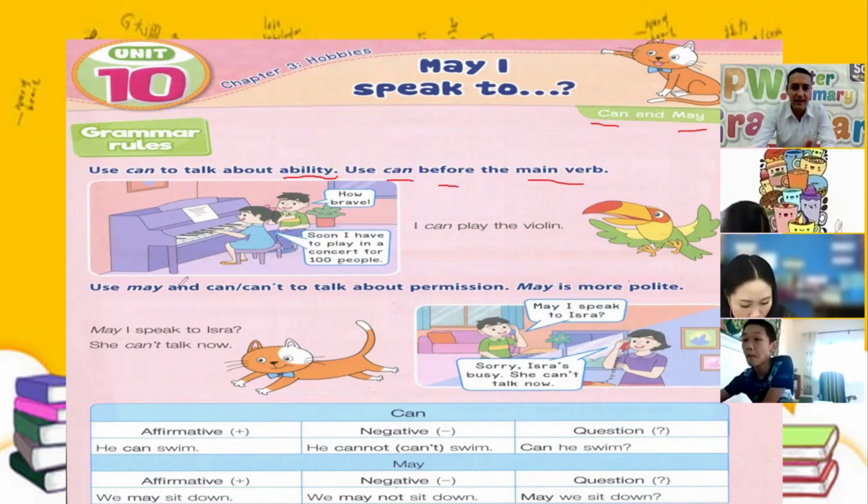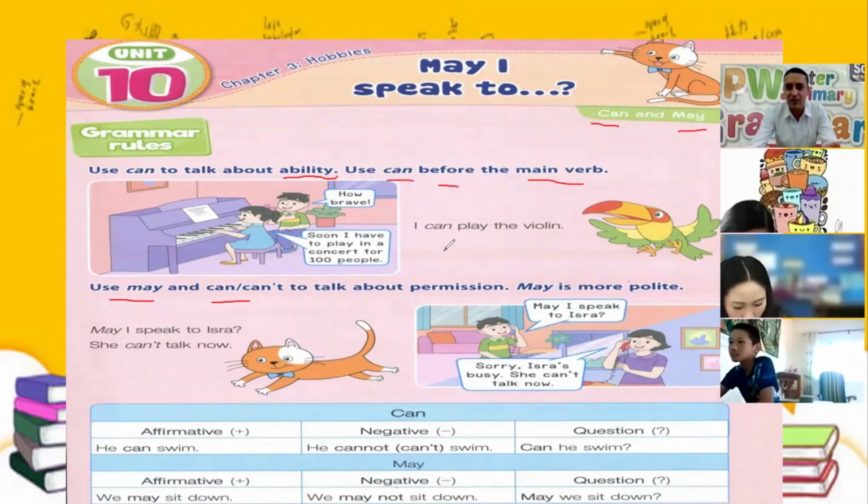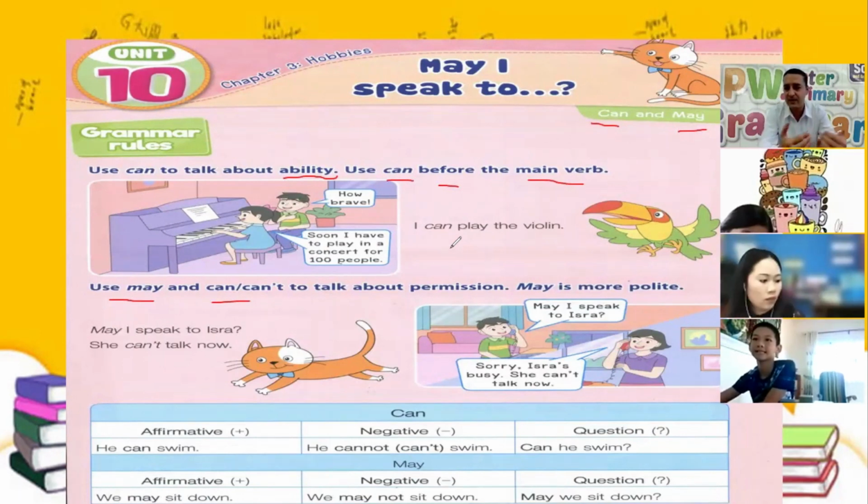Okay, other than that, the use of may. So may and can, both actually, we use when we talk about permission. Where we use both may and can while we are talking about permission, may is actually more polite. All right, so for example, if you would like to do something and you have to ask for permission, there you can use may. So may is actually more polite.